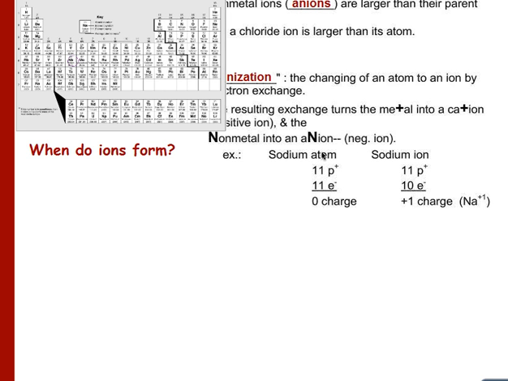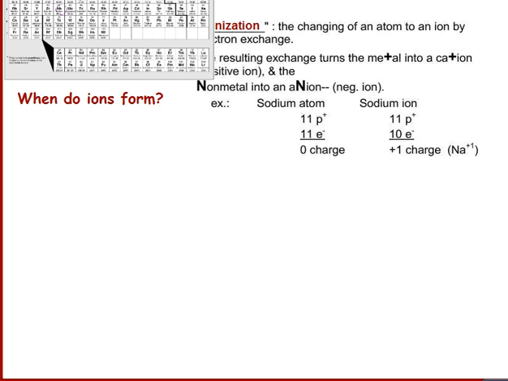We have the sodium atom that originally has no charge, has 11 protons and 11 electrons because it's atomic number 11. When it becomes a cation, it gives up one of the electrons. Now, where does that electron go? Well, that electron from the sodium gets attracted to a nonmetal, and the nonmetal actually gets bigger, and it will attain a negative charge.